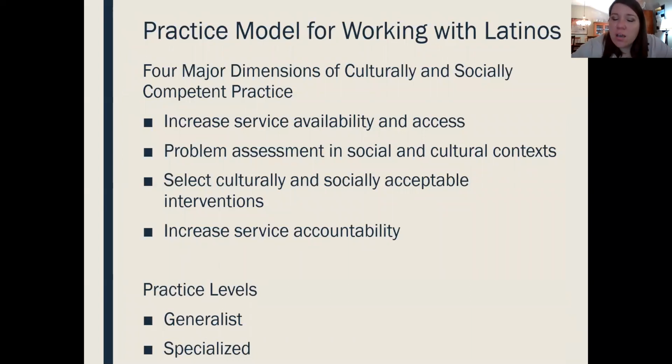Specifically looking at working with Latinos, there are 4 dimensions that this article talks about with culturally and socially competent practice. First and foremost is increasing service availability and accessibility, and problem assessment in social and cultural context. Before we do any type of intervention, we need to assess what the problems are, and select culturally and socially acceptable interventions. A lot of times we apply culturally and socially unacceptable interventions that are not best practices for working with the Latino population. And then increasing service accountability. The practice levels it talks about are the generalist social worker and also specialized social work practice.